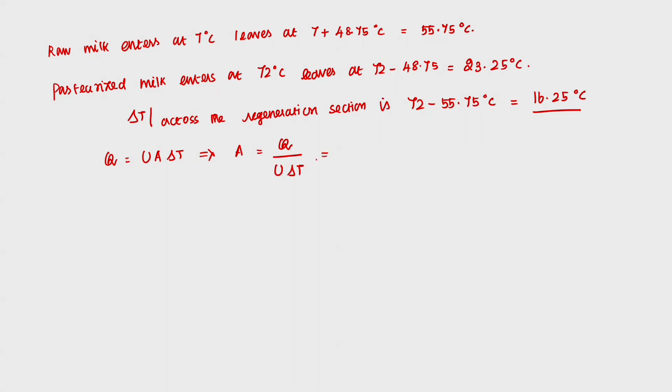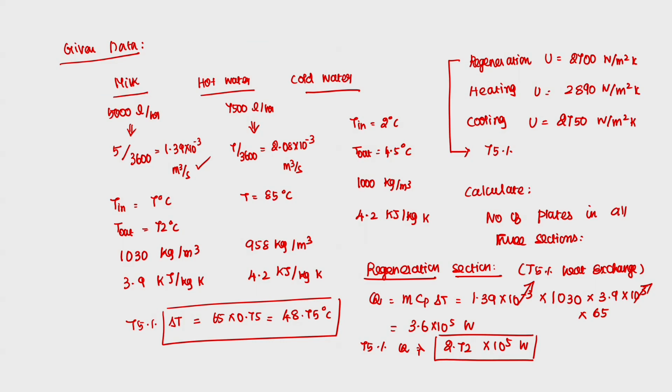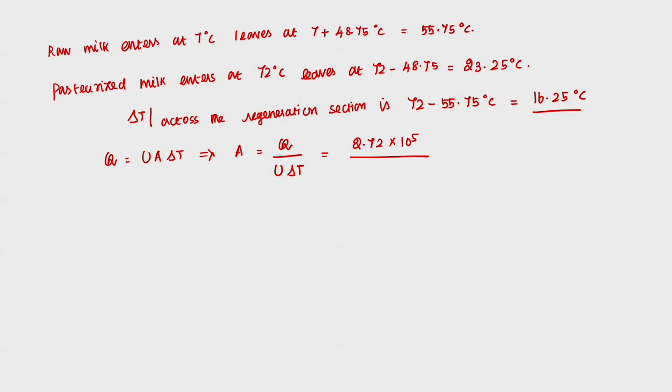So, we know what is the heat exchange, which is nothing but 75% of the total heat, which we calculated in the previous slide, 2.72 into 10 to the power of 5, upon U, which is given in the regeneration section. So, it is 2700 into delta T, which we just calculated, 16.25. So, which comes around 6.2 meter square. This is the total area.